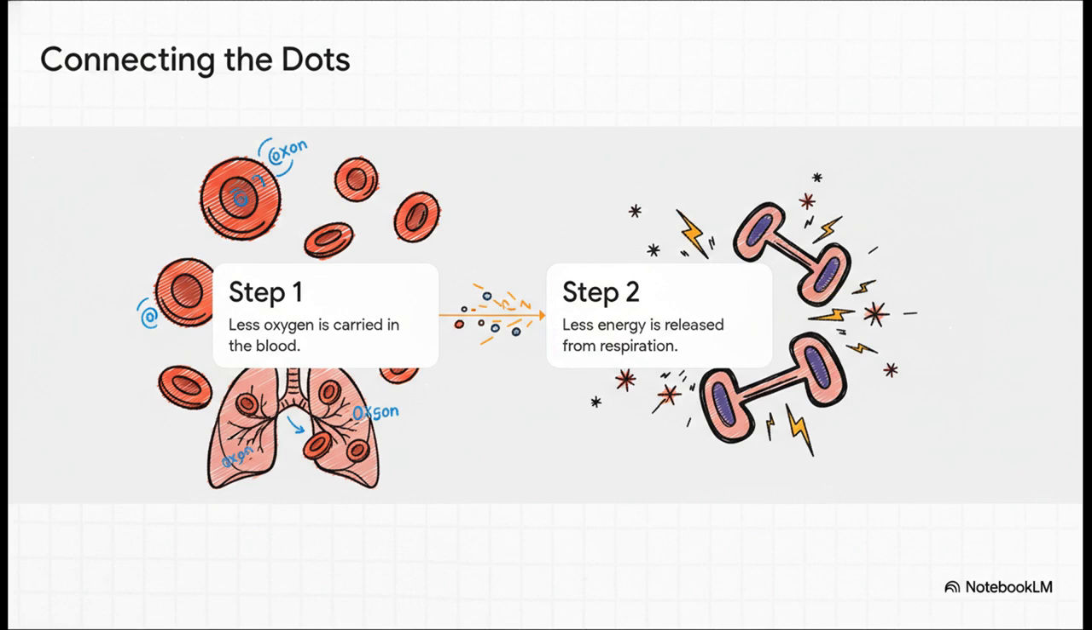And here's the crucial detail. The key phrase is less energy released. Examiners are super picky about this. You can't say energy is produced or made. That one tiny word can be the difference between getting the mark and not.